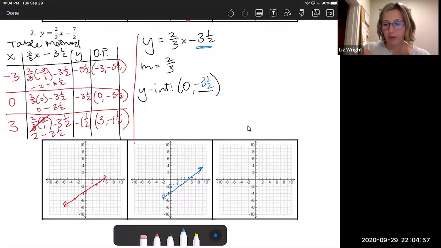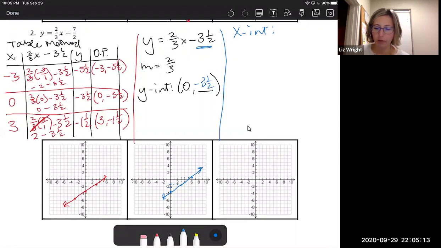All right, next method. X-intercept, y-intercept. So x-intercept, and use your other graphs to kind of guide you. It kind of looks like the x-intercept is going to be around 5. So hopefully that will be the case. All right, so now we've got x, 0.